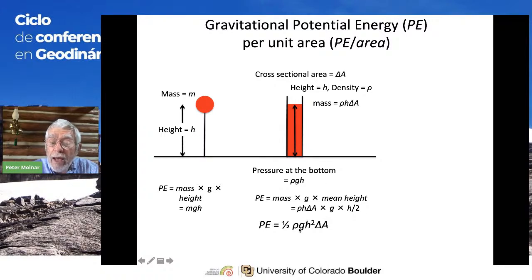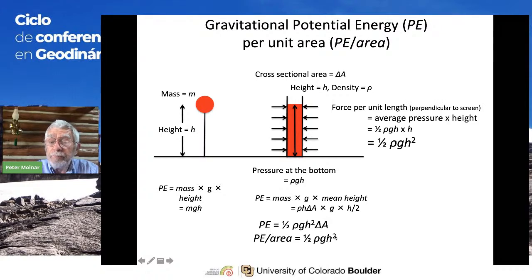So the potential energy is a half density, gravity, height squared, that squared is the key in all of this, times the cross-sectional area. But what we care really about is potential energy per unit area. So if we divide that area out, it's a half rho g h squared. Again, the squared is what's important.